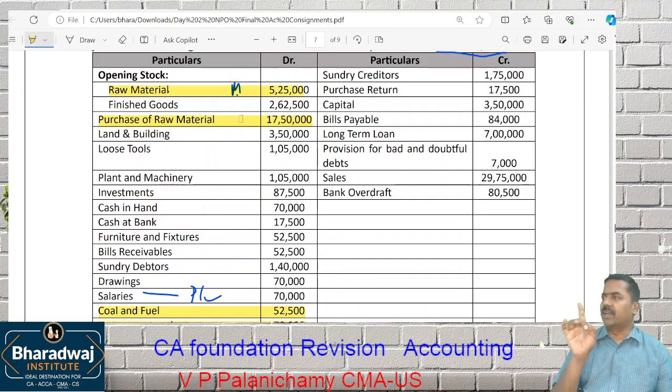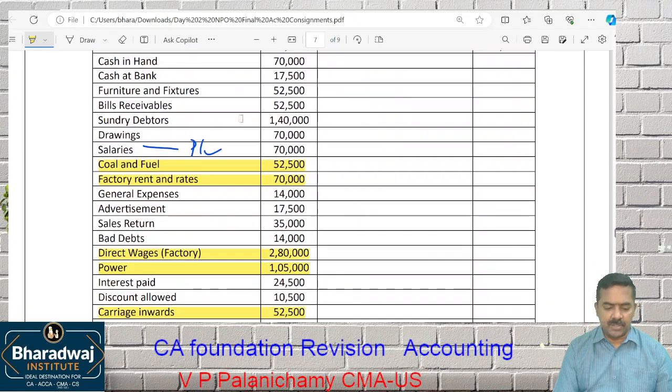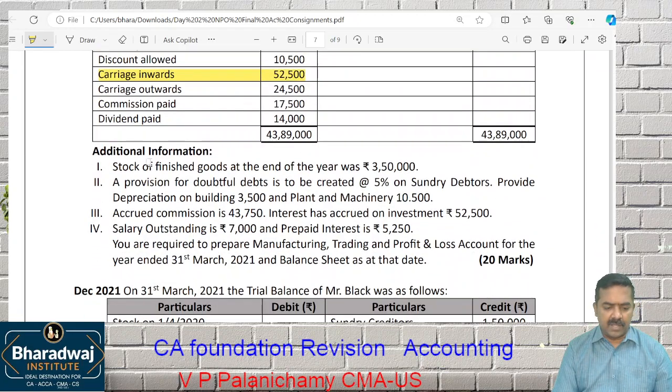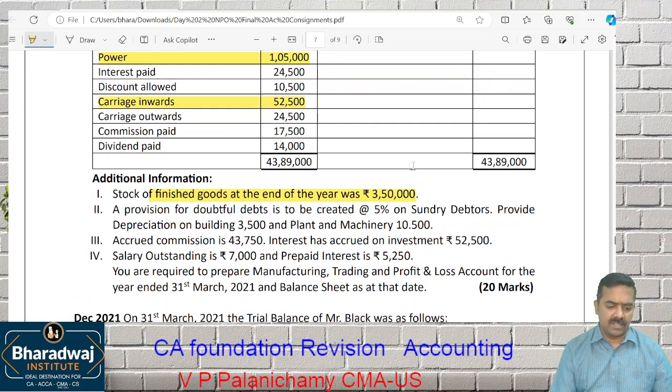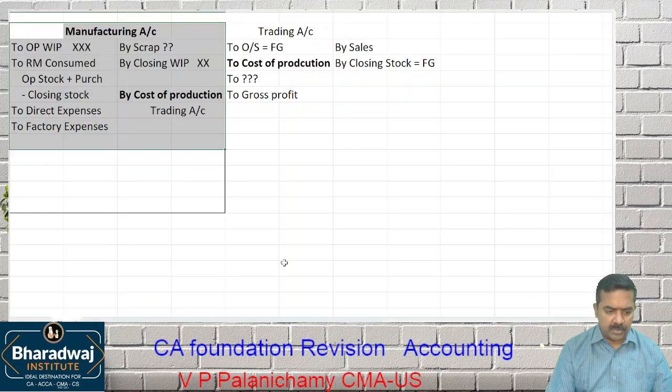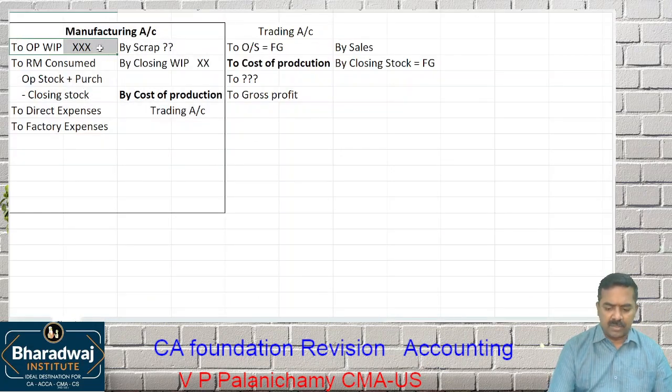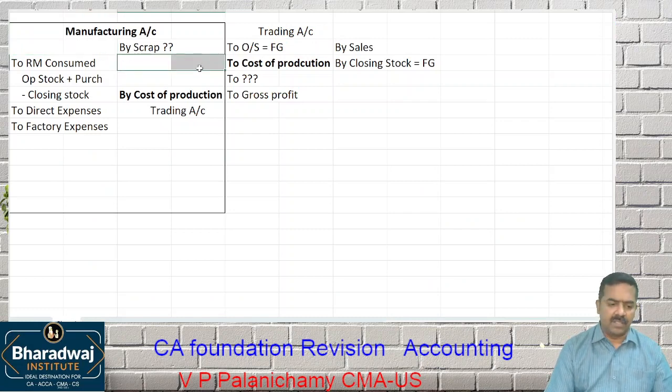Here, they have not given WIP. In this question, they have given only raw material and finished goods. Only stock of finished goods is given. Closing stock of raw material itself is not given. Ignore it. So while preparing the manufacturing account for this question, it will have no opening stock and closing stock of raw material, no scrap also.